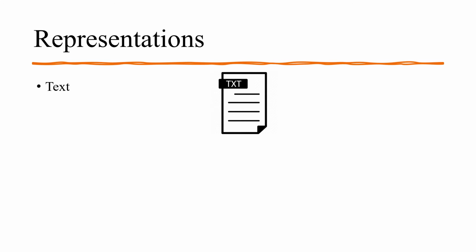Next, we have numbers. Numbers are also represented by bit patterns. The number is directly converted to a binary number to simplify mathematical operations.